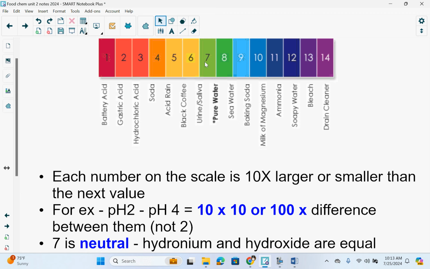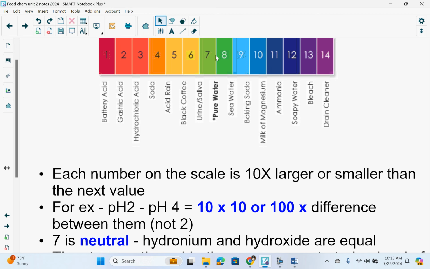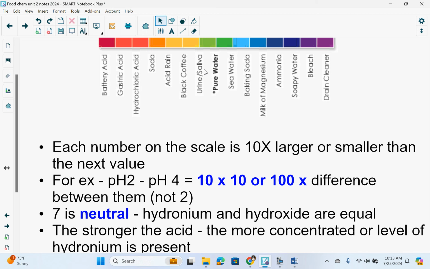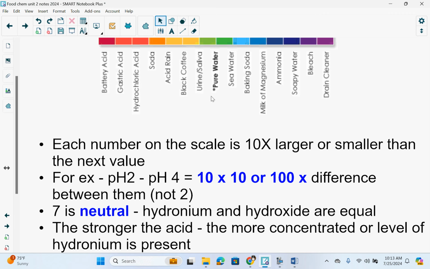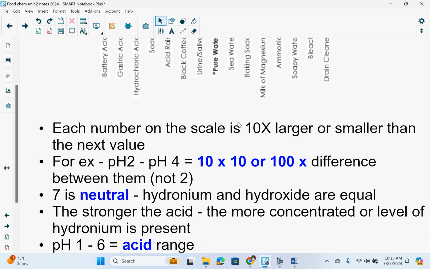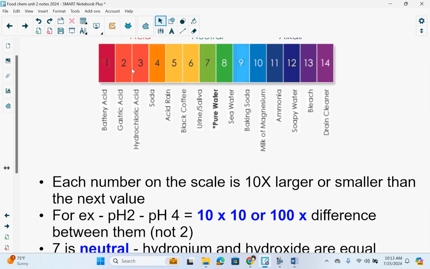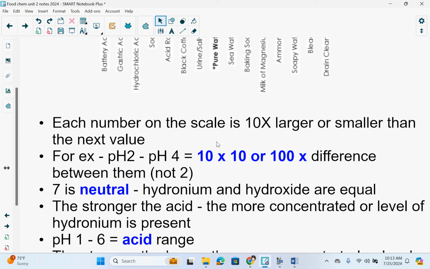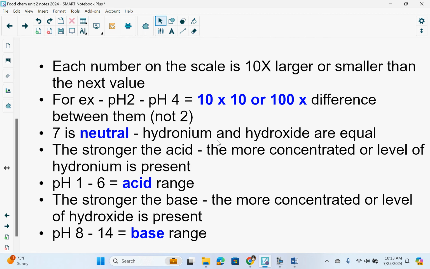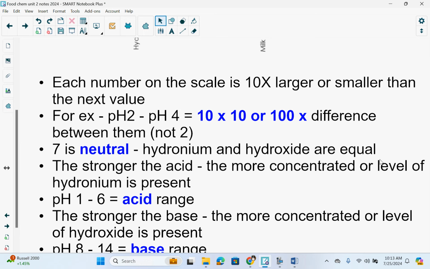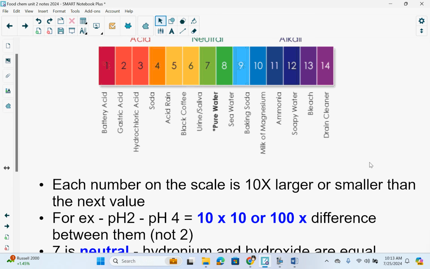7 is neutral, so your hydronium and hydroxide will be equal. The stronger the acid, the more concentrated or level of hydronium that's present. And your acid range is between 1 to 6, so the lower numbers are your acid range. The stronger the base, the more concentrated or level of hydroxide in general is present, or lack of H plus, right? This would be the pH 8 to 14 range. So your higher numbers are your basic range.